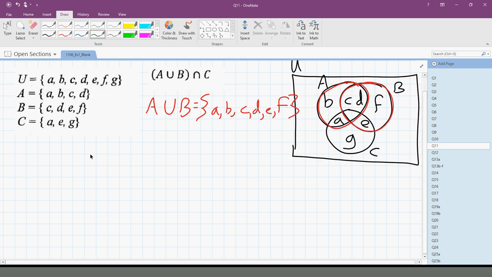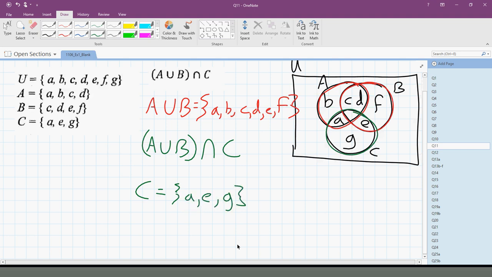There we go. We're going to do the intersection between that and C. A union B intersect C. And I'm going to go ahead and write up C up here. That's a horrible C. C is our circle that's right down here, which is A, E, G. So what's in common between my two sets? A and E. And you can kind of see that right up here. There's my A, there's my E. And there we go, squiggles and all. Feeling good? Yep. All right.